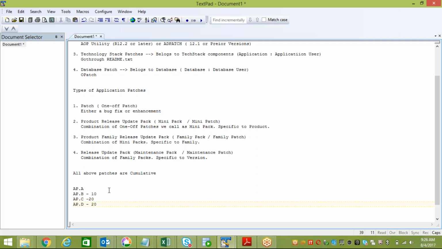So if you are in 12.2 and straight away going to 12.5, you would be getting 12.2.1 features, 12.2.2 features, 3, 4, and 5 features. Everything you would be getting. You don't need to upgrade step by step, like 12.2.1 to 12.2.2, 2.2 to 2.3. You don't need to go because these are all cumulative patches. All the application patches are cumulative patches.